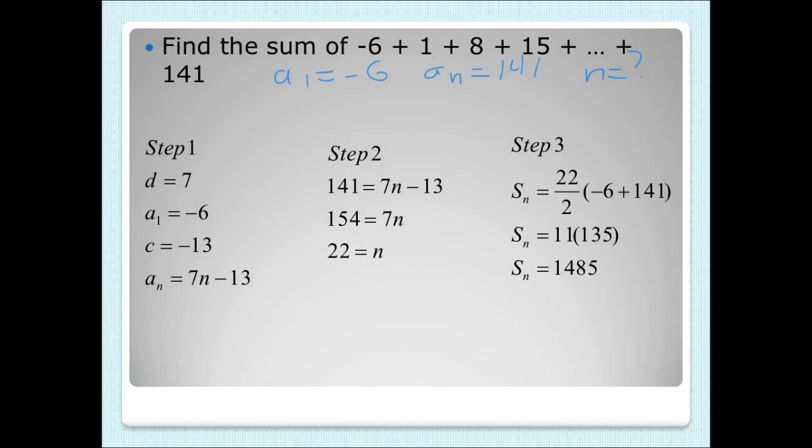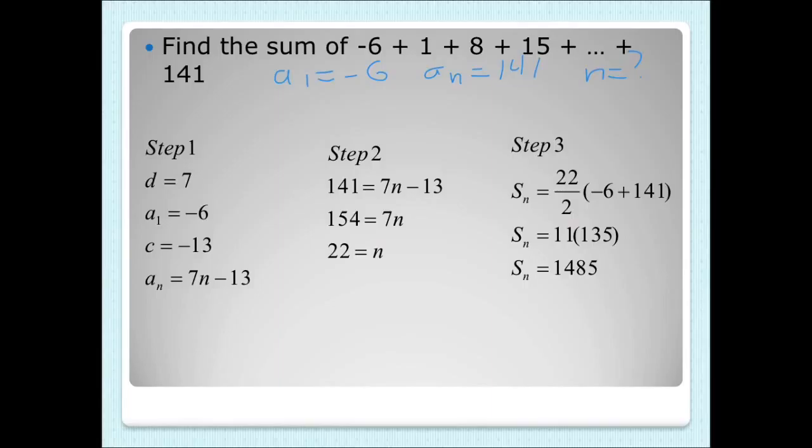So again, our plan of attack is in 3 steps. Initially, we want to make sure that we have all the information, and when we know that we're missing something, step 1 would then be to find the formula for the arithmetic sequence. Step 2 would be to plug in what we know to find what we need. In this case, we needed to find n. And step 3 would be then to plug everything into our arithmetic sum formula to find the sum of the sequence.